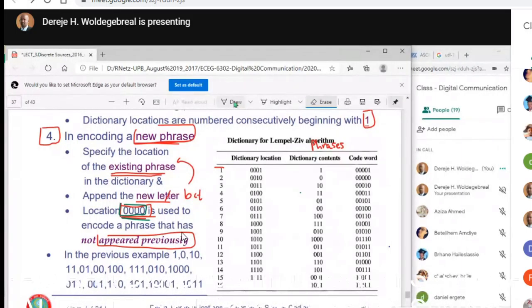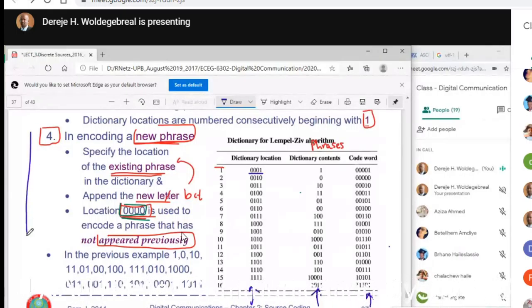That's the encoding scheme. So you start with a sequence of bits, you parse or partition them to create phrases, and then you start to build a dictionary. The starting point of building a dictionary is that you list phrases and the location of phrases in binary. And for the location assignment, you start from 1. Once you have the phrases and the dictionary, the next step would be generating the code word. And the rule that is used to generate the code word is already stated in number 4.